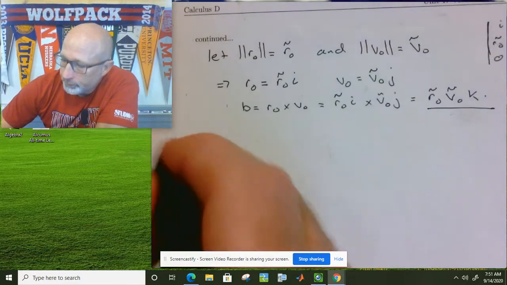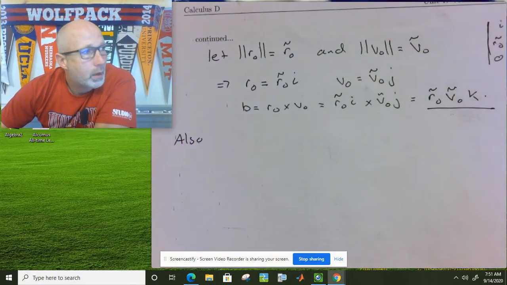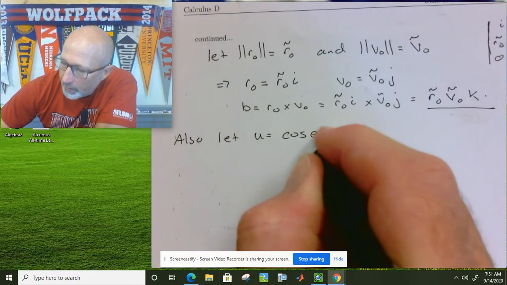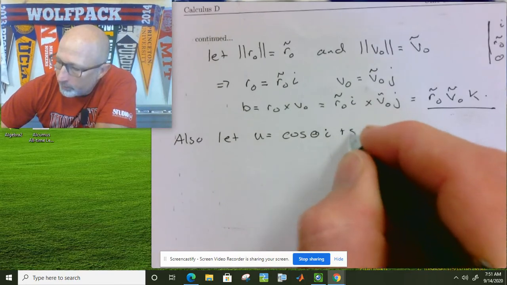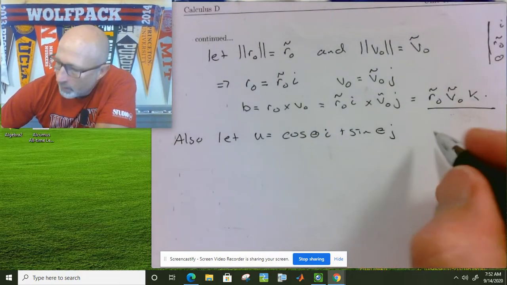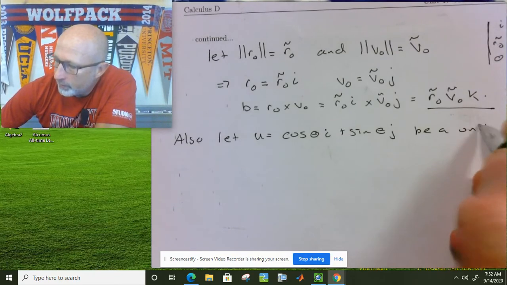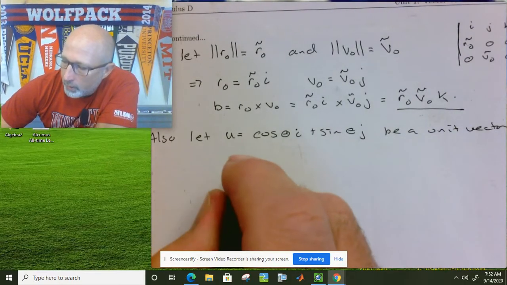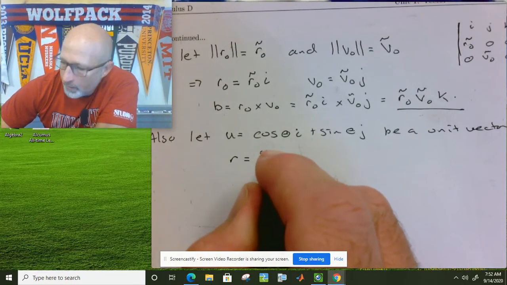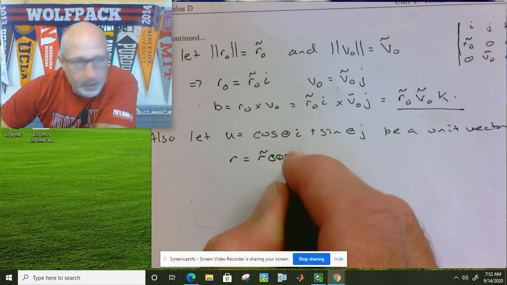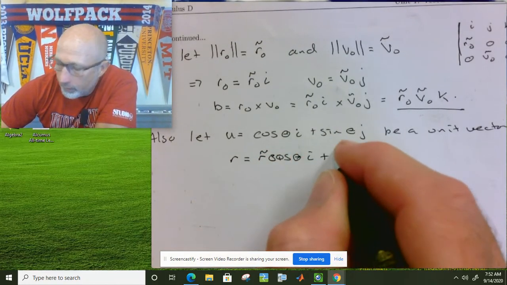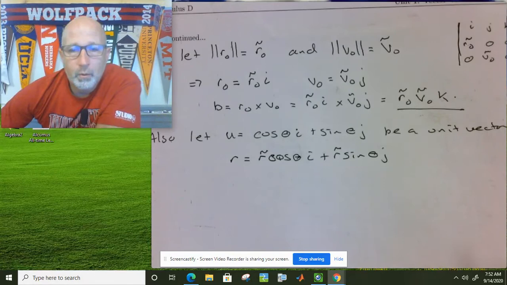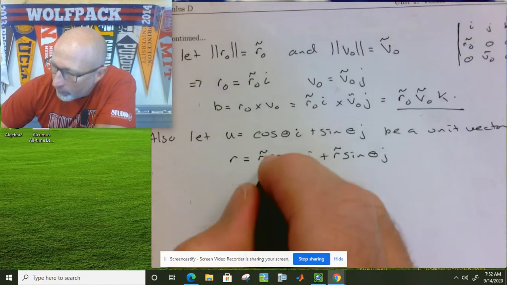Okay, also, I'm going to let u be equal to cosine of theta I plus sine of theta j, a unit vector, where you have r equal to r tilde cosine of theta I plus r tilde sine of theta j. Okay, now why is that important? First off, why does it work? This is cosine, by the way.